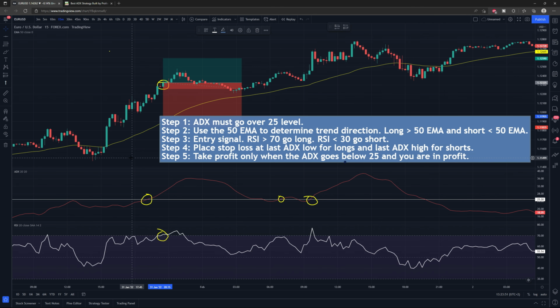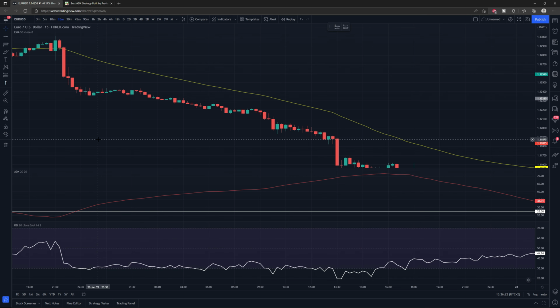I'll just show one more example of a short trade so it makes sense, and then we'll get into it. All right, quick example of a short trade. So first, we do need to see that the ADX goes over the 25 level, which happens right here. Then we need to see that the RSI goes below the 30 level for a short, which happens right here. That's going to be our entry level. And we take a look at the 50 EMA, prices under it, so we're in a downtrend. So here is our entry candle for a short position.